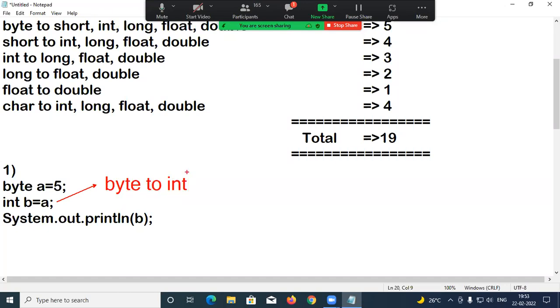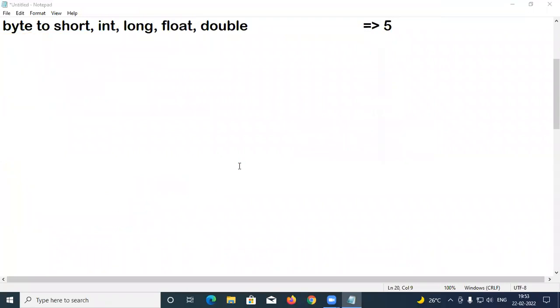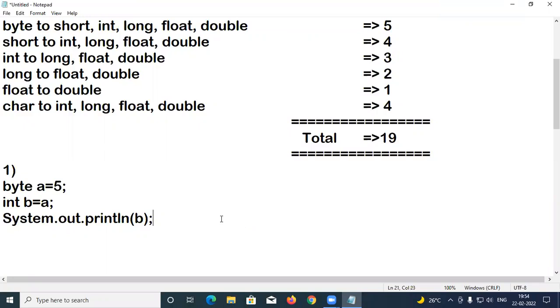A is a byte type, B is an int type. A assigned to B, nothing but byte assigned to int. So byte to int. Does it come under the 19 conversions or the 23 conversions? 19 conversions. Byte to int, so it is valid. You'll get the output 5.